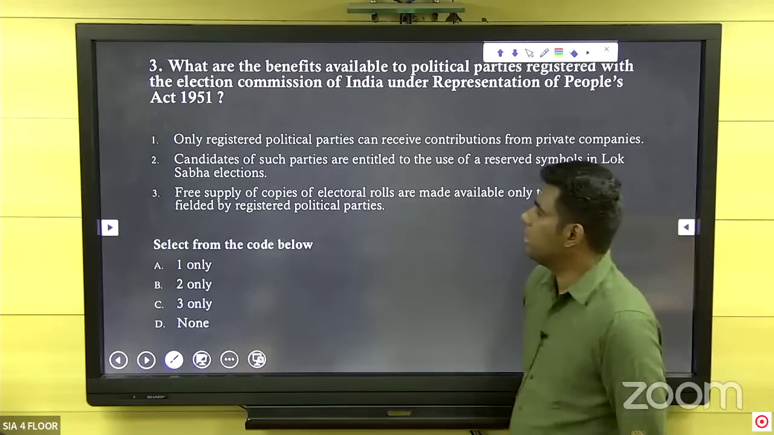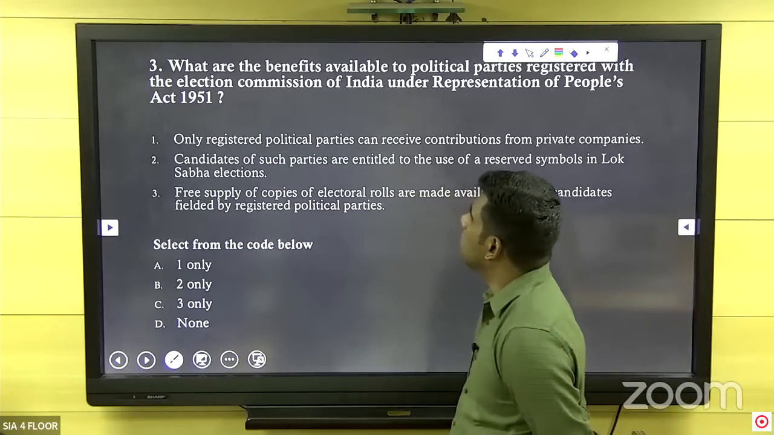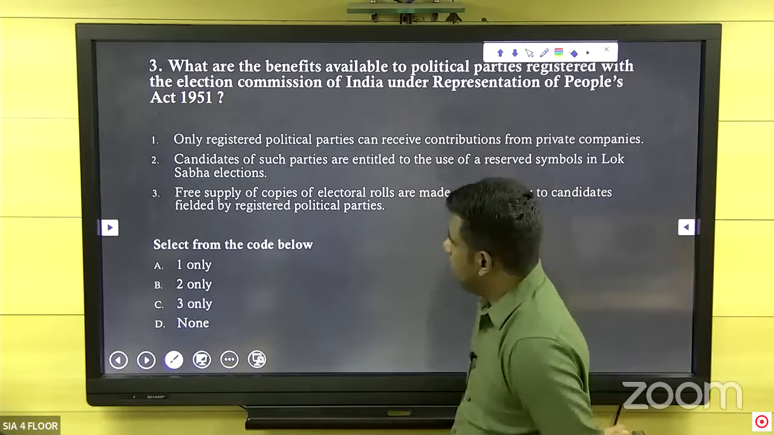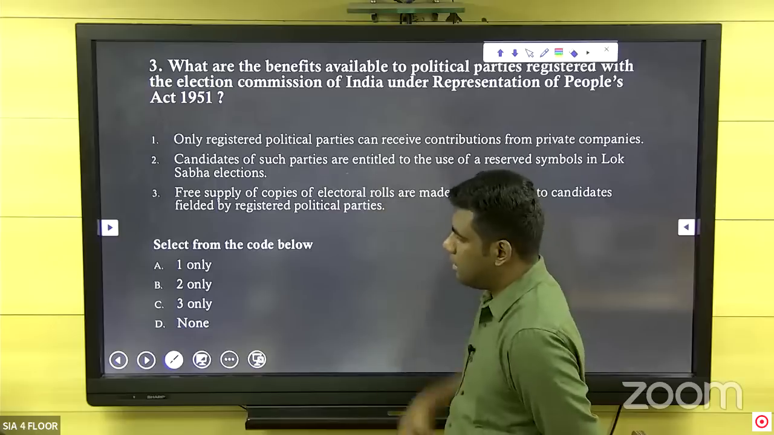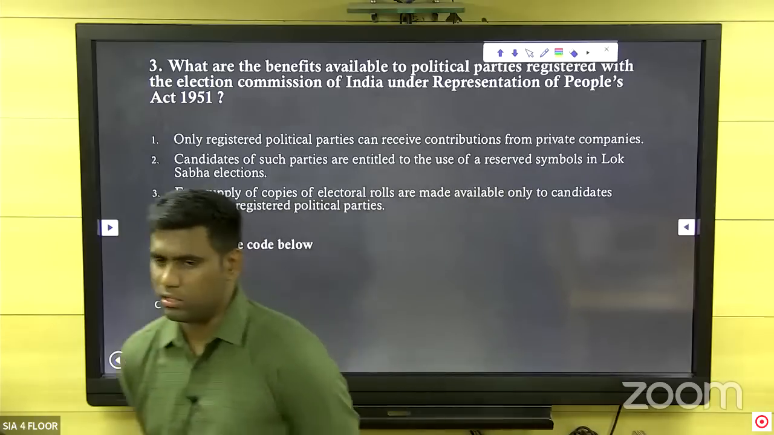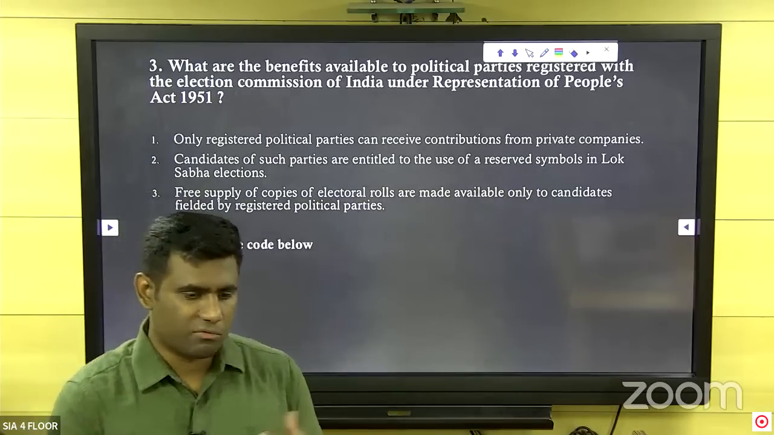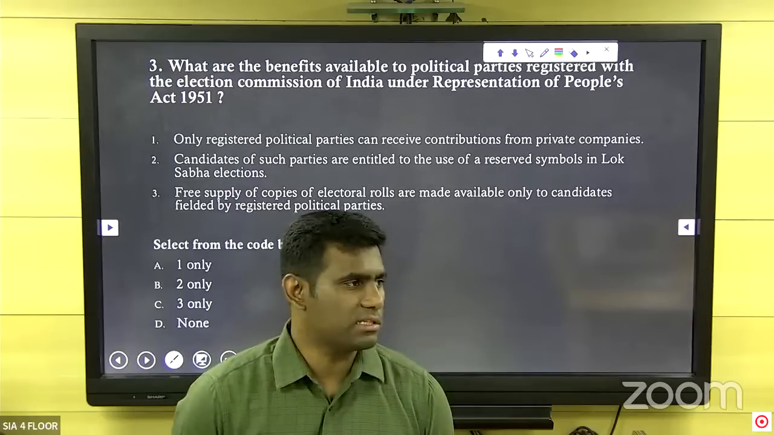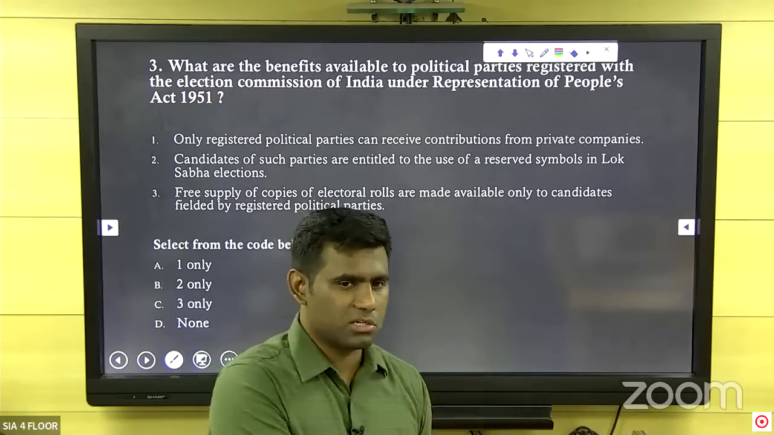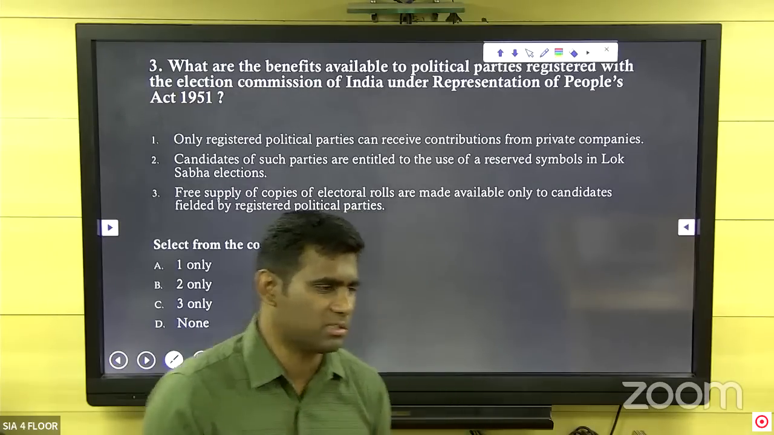Okay, I'll give you the right answer for this question. Basically, all these statements are asked with respect to RPA 1951. Okay, this is regarding the powers and functions of the Election Commission in registering political parties. This is basically a question on how RPA tries to regulate political parties as such.